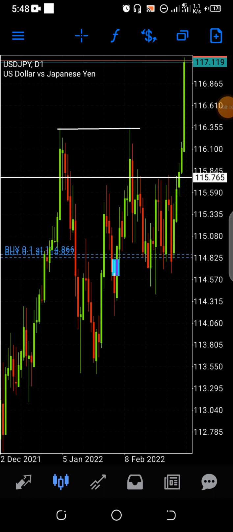Yes, the weekly time frame is bullish, and you can see this is one day candle, two, three, four, five, six. The whole week was just buying.